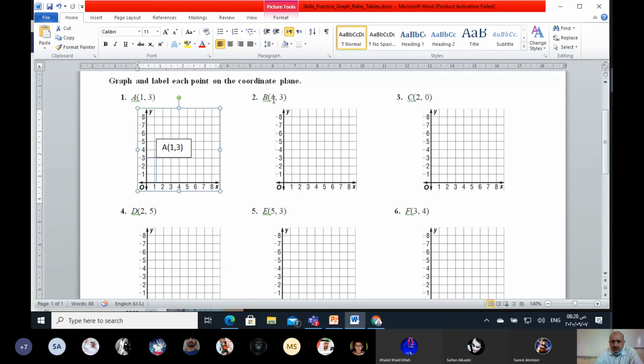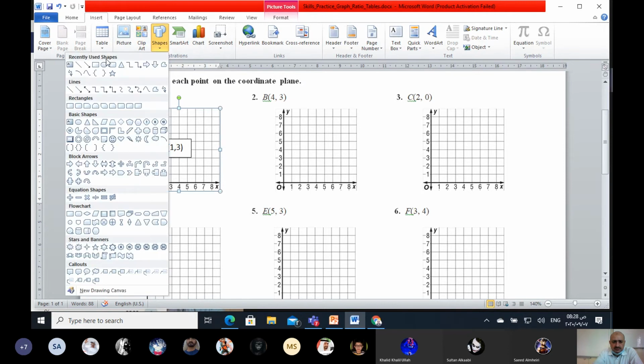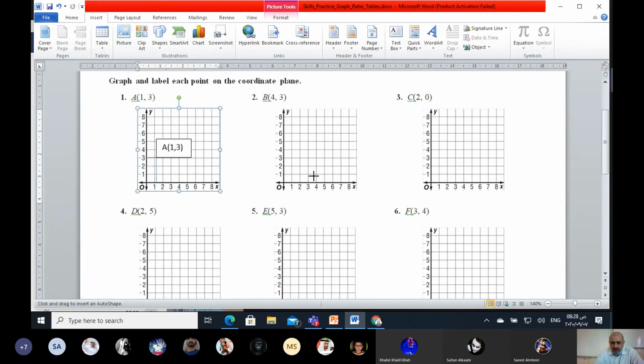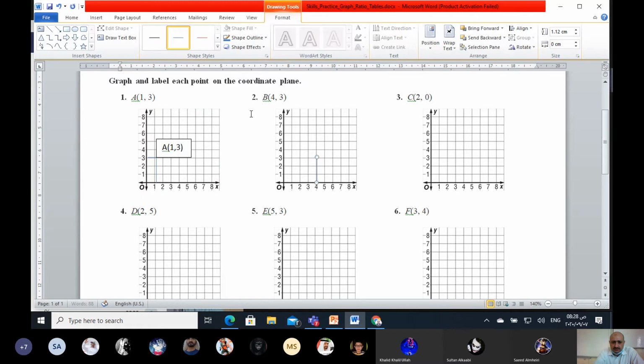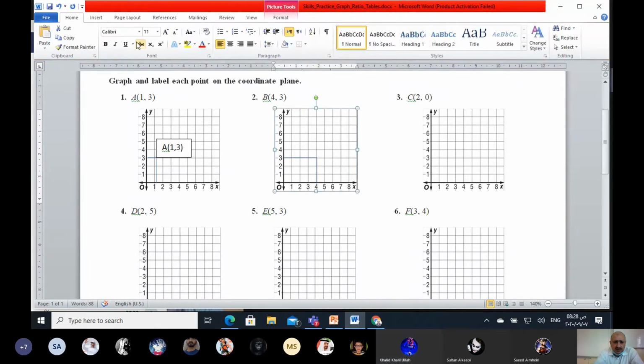So, determine 4 on the x-axis, this is 4, and 3 on the y-axis, this is 3. Now try to draw a line from 4 to the 3, and from 3 to the 4. So this is the point. This is here the point.